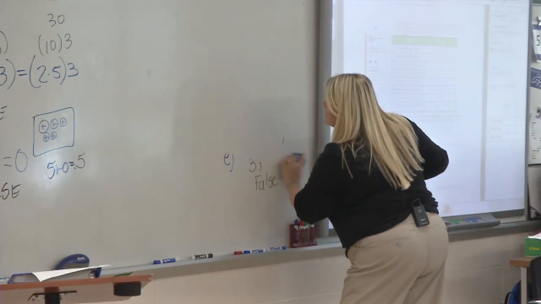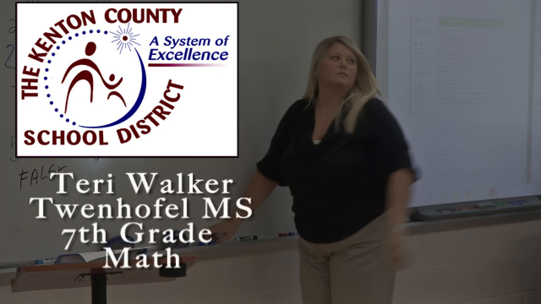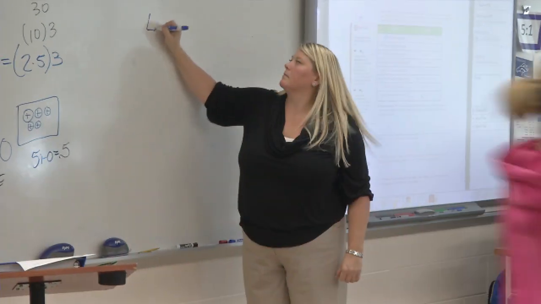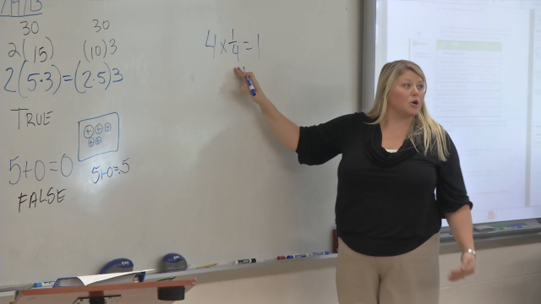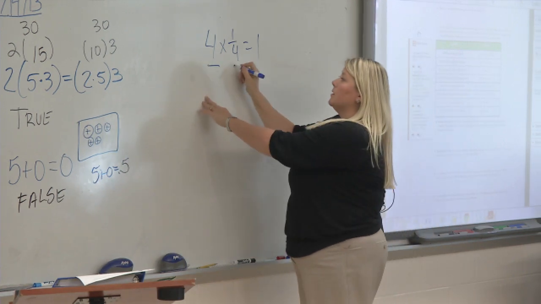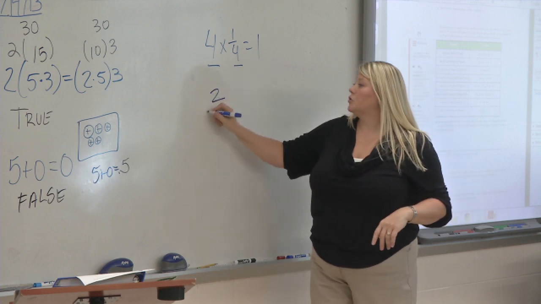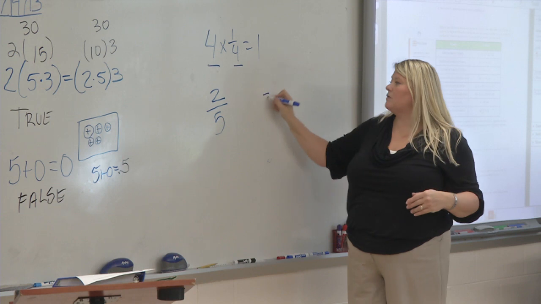What is the multiplicative inverse property? You would write what the example says, 4 times 1/4 equals 1. Okay, so it's whatever number you would multiply by 4 to get 1. What if the number were 2/5? What would I multiply by 2/5 to equal 1?